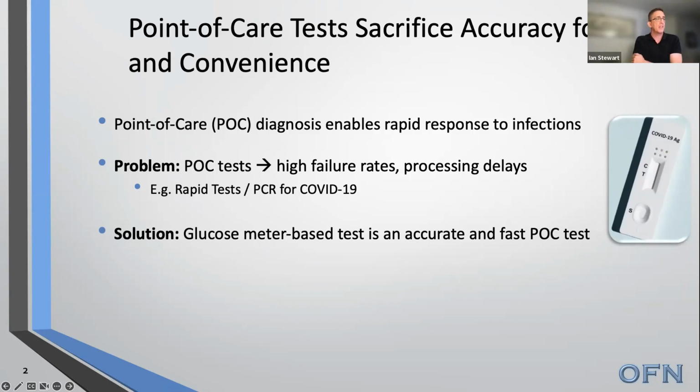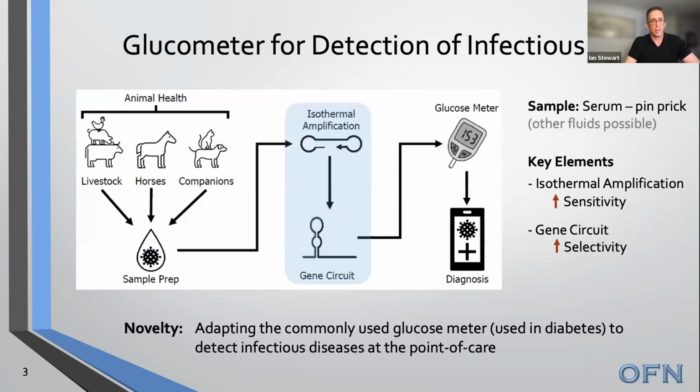And so what the Party Lab is trying to do is adapt something that's used ubiquitously in society right now, a glucose meter, and use the way it reads out as a readout. So we've adapted our technology to use this very easy point of care diagnostic that is easy to use and ubiquitous in the space.